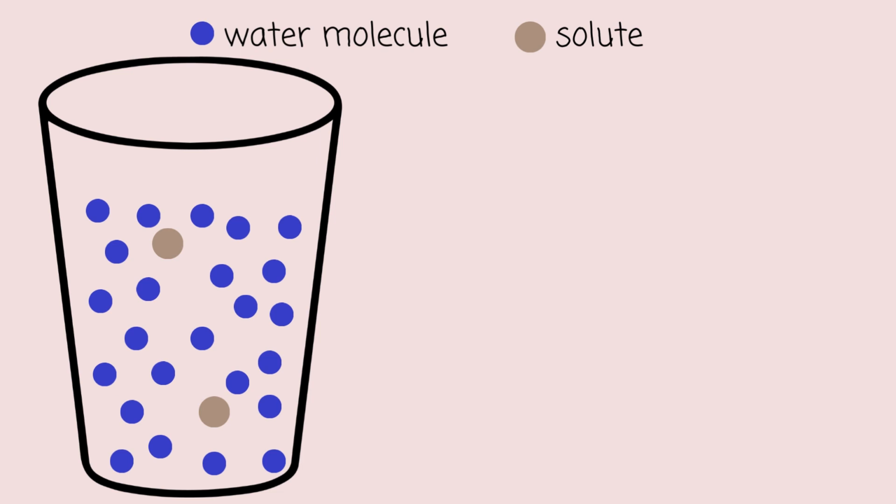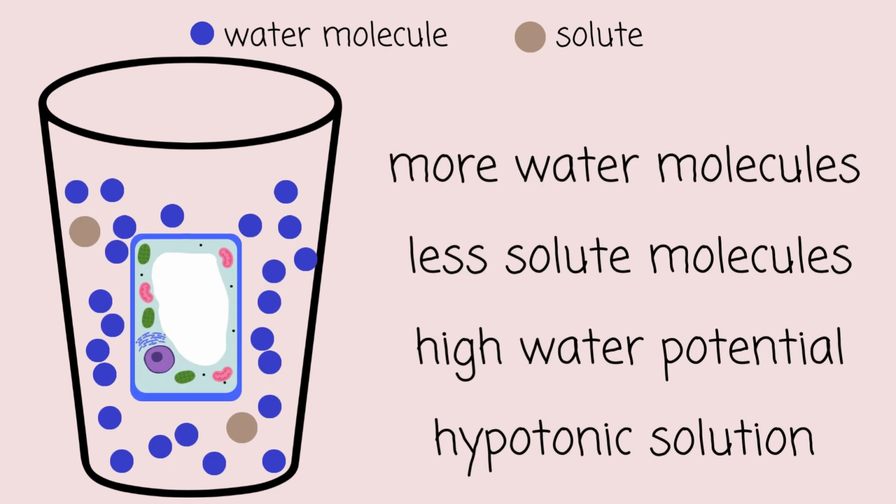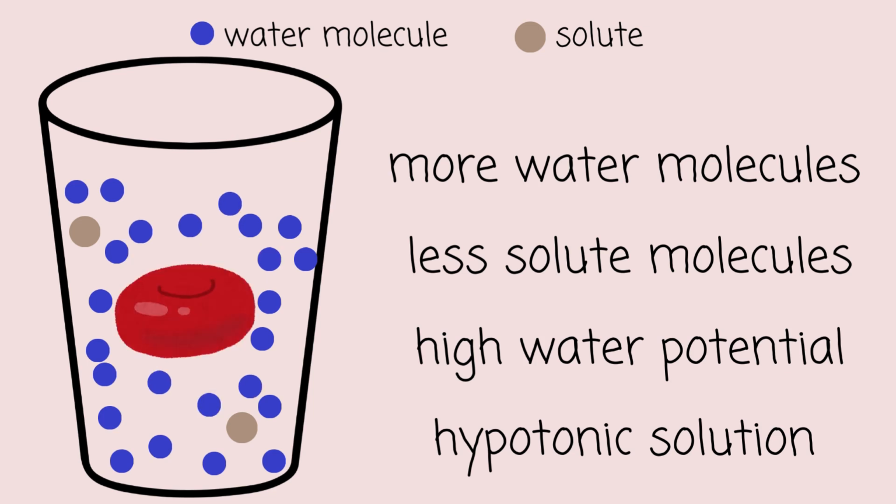When a cell is placed in a hypotonic solution, the water will move into the cell through endosmosis. If the cell gains a lot of water, the vacuole swells and the cell becomes turgid. The cell wall of plant cells expands, but prevents the cell from bursting. Animal cells expand and burst because there is no protective cell wall.